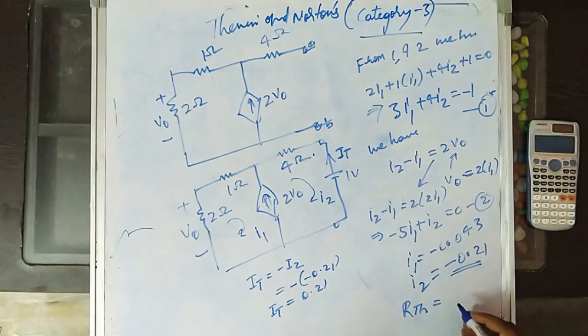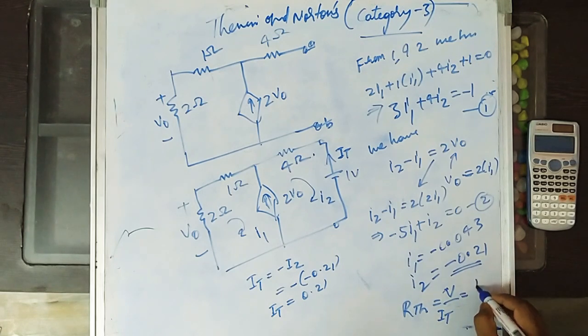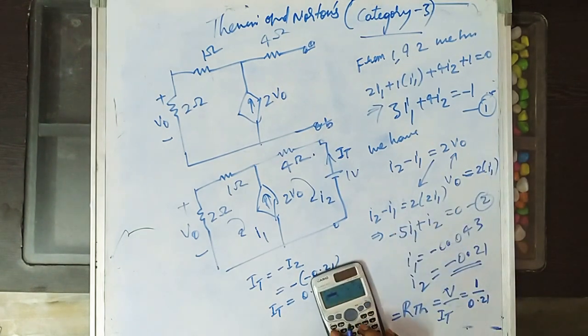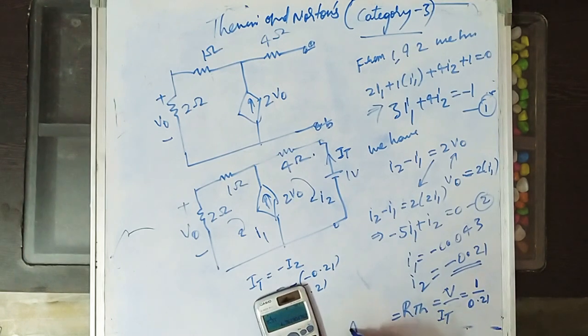R Thevenin equal to what? Test voltage V, 1 volt. So V by, sorry, V by current IT. So voltage is 1 volt we initially took, and test current is 0.21. So finally you get R Thevenin is 1 divided by 0.21. So that is 4.76 ohm. So you got R Thevenin.